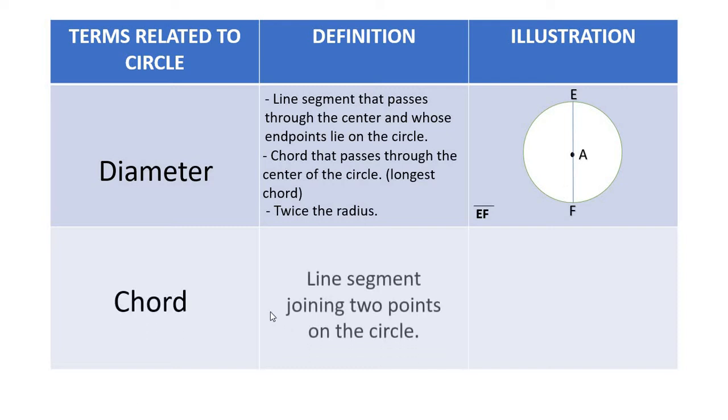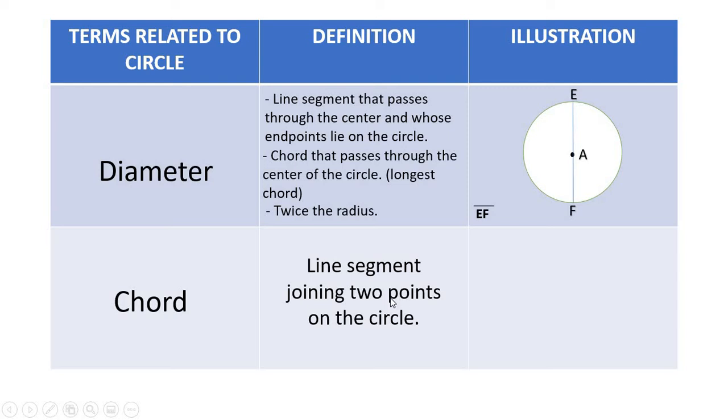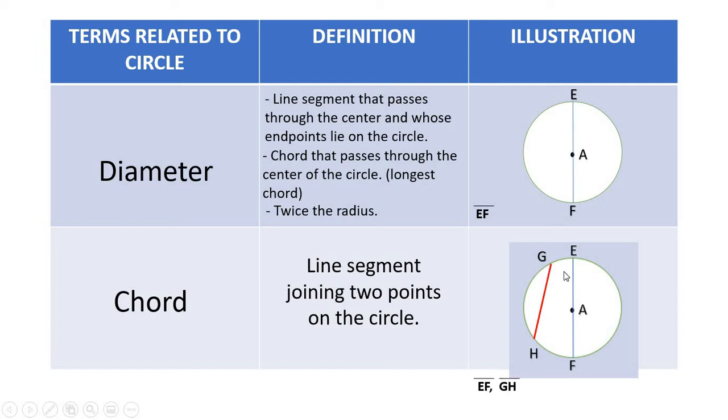Next is the chord. Line segment joining 2 points on the circle. Okay. So, again, a diameter is an example of a chord. And the diameter is the longest chord because it passes through the center. Okay. Another example for this illustration is the line segment GH. Ito ay example ng chord. Kasi nga, ang kanyang endpoints ay nasa circle. Segment joining 2 points on the circle. So, line segment EF and line segment GH are examples of chord.